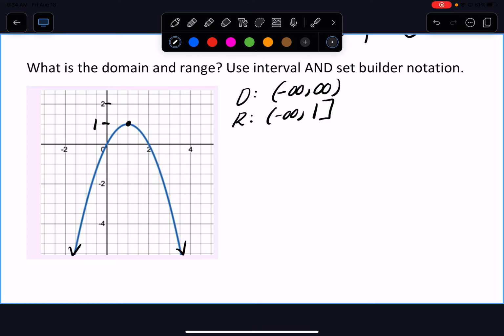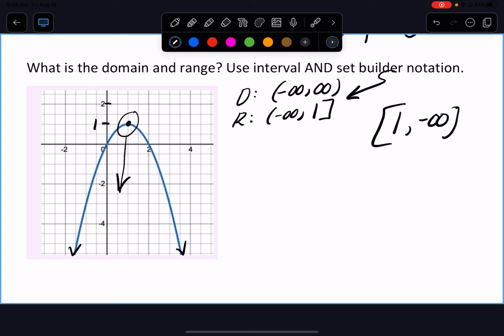Now listen, a lot of people will get it marked wrong because they will list this in the wrong order. Remember, the smallest number has to be listed first. So a lot of people will accidentally say the range is from 1 to negative infinity. Now, are they technically wrong? No, but they have it listed in the wrong order. The smallest number is always written first. Do you guys understand? Yes.